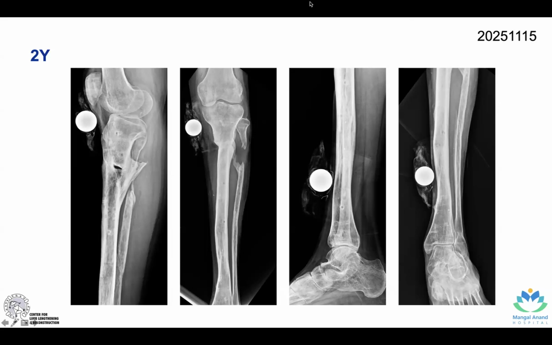No, but later, what happened was there was a posterior cortex which was hinging and preventing the correction. So we just broke that cortex and pushed it behind so that it doesn't come in the way. That's all. We just took an osteotome, broke it and pushed it behind.